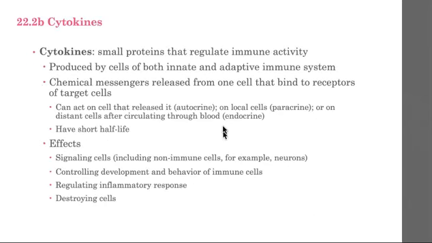Now let's talk about our cytokines. These are small proteins that are going to regulate immune activity. They're produced by cells of both our innate and adaptive immune systems. We haven't really discussed the difference between those two immune systems, but just in a nutshell, our innate is pretty much what we're born with and what we have. So even our physical defenses, such as having our skin intact, are in our innate immune system. Whereas adaptive, we tailor make an immune defense to the specific pathogen that enters our body.